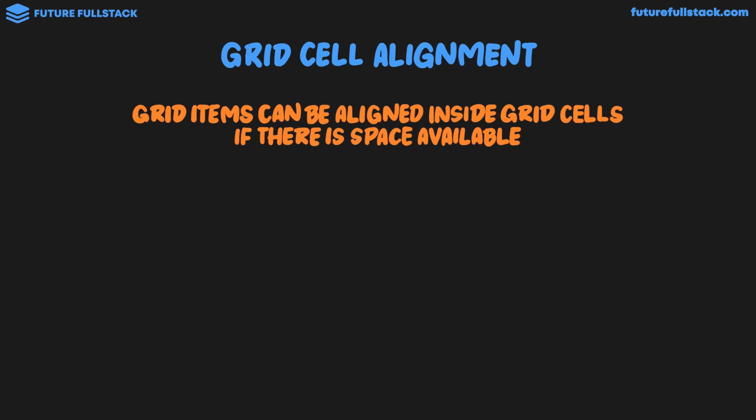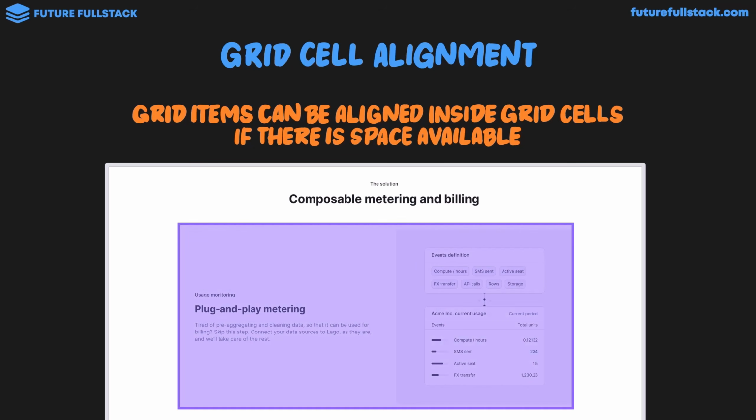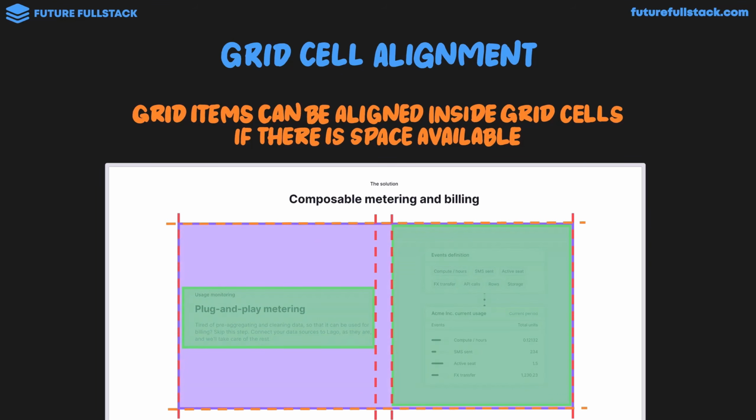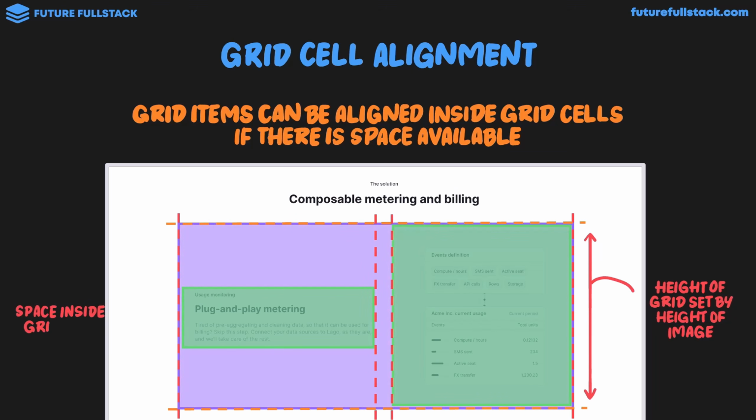So let's take a look at this on this page here. We have our grid container and our 2 grid items. I'm going to add in our horizontal grid lines and our vertical grid lines. You can see that the height of the grid is set by the height of the image. This means that on the left, there's space inside the grid cell, as the grouped text, which would be inside a div, is not the same height as the image on the right. So there's space above and below for this grid item to move inside the grid cell.